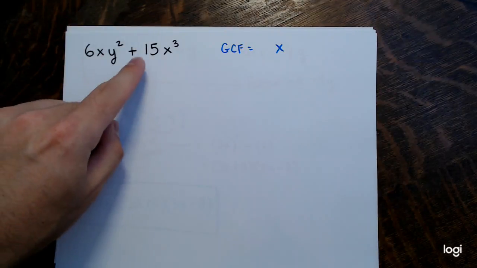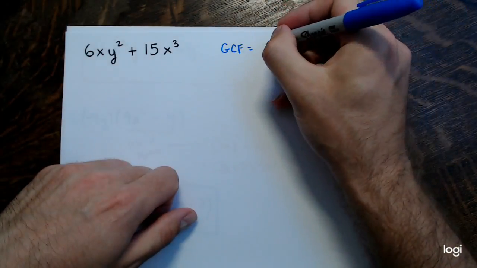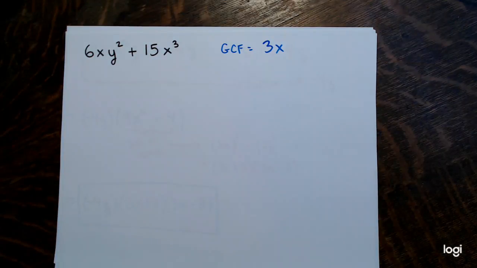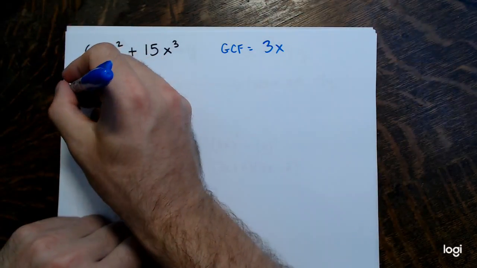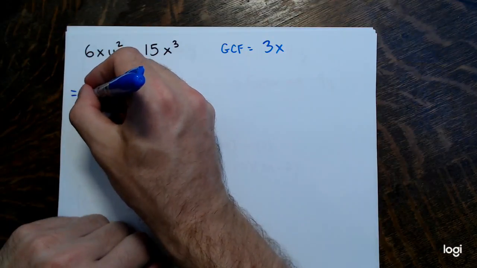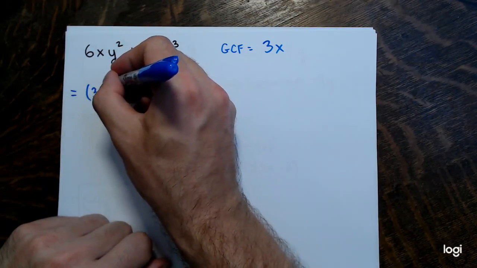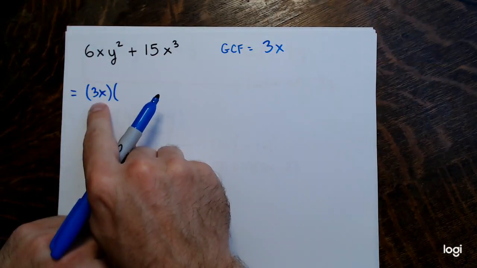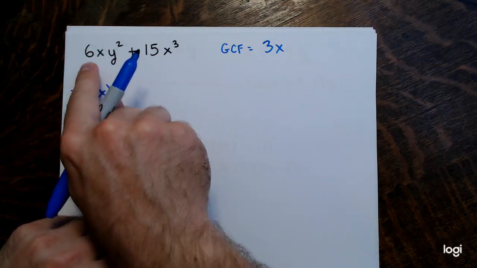And if you look at the coefficients, 6 and 15, the largest number that goes into both of those is 3. Alright, so 3x is the greatest common factor of these two terms. So if I remove 3x, so the factor of 3x comes out, when I remove the factor of 3x, what's left over?